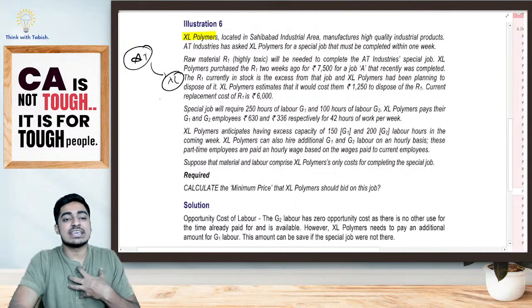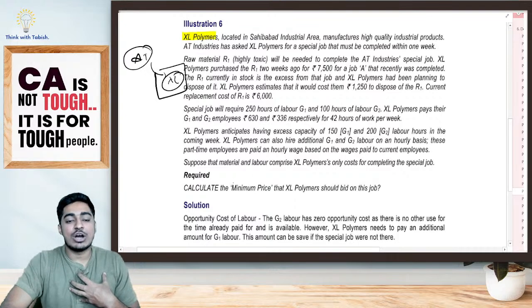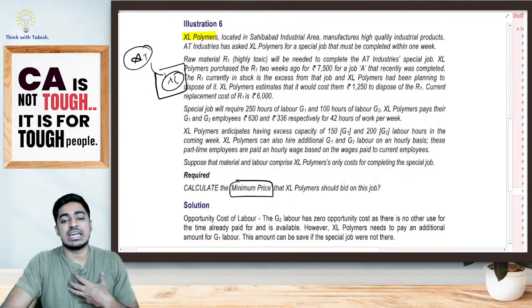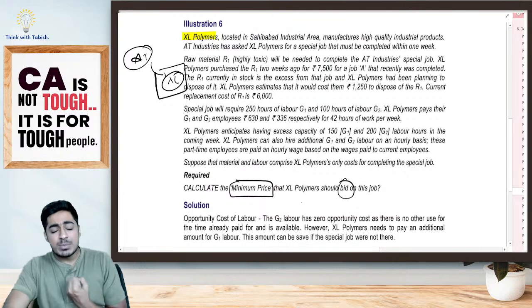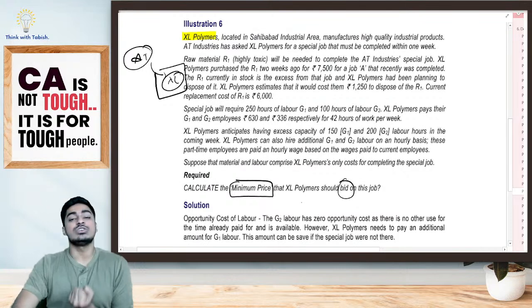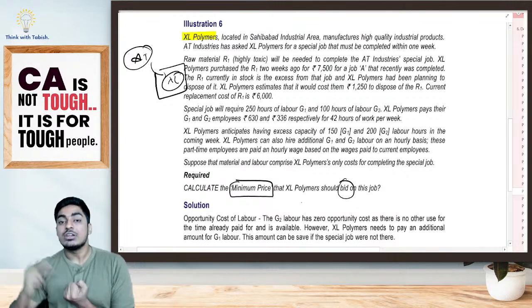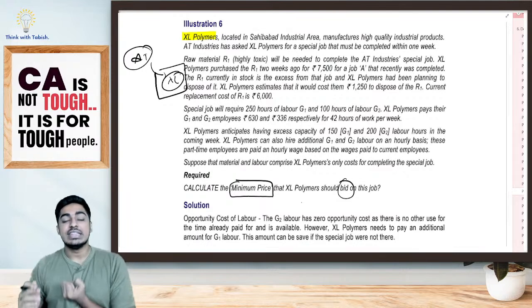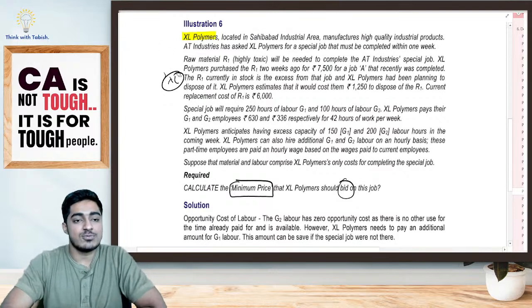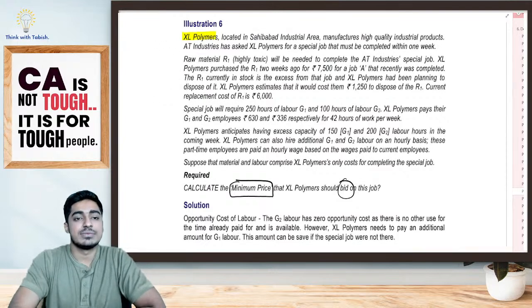Now we as Excel Polymers are calculating how much minimum price we should bid. What is the minimum price we should bid? What is the minimum we should at least get? Whatever is a relevant cost on accepting this decision, this is the bare minimum we should be getting. So look at every item one by one. Let us start having a look at this.